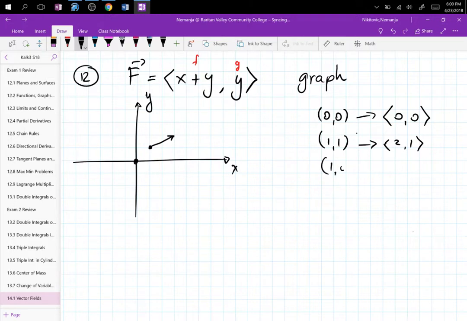So let's pick 1, 0, for instance. If I pick 1, 0, the vector is 1, 0 also. How about 1 and negative 1? Well, that's going to be 0, negative 1 when you plug them in. So 0, negative 1.